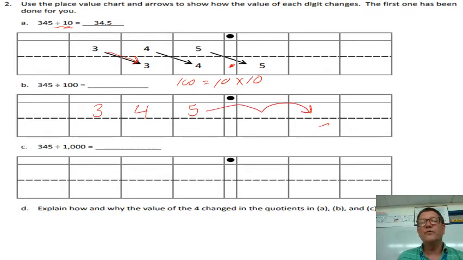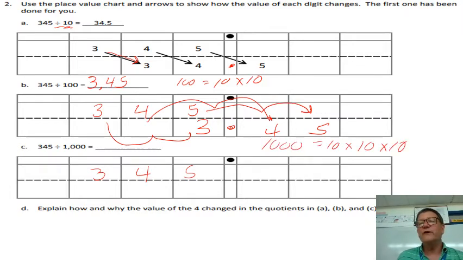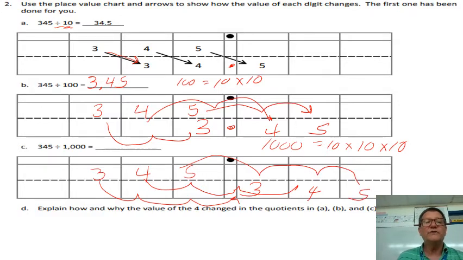The 4 would go 1, 2, and the 3 goes 1, 2. So the answer would have been 3 and 45/100ths. Our last example, we're going to put them back in there again, and once again 1,000 is equal to 10 times 10 times 10. So that's 3 place values that all of the digits are going to move. So the 3 goes 1, 2, 3. The 4 goes 1, 2, 3. And the 5 goes 1, 2, 3. So our answer would be 345 thousandths.